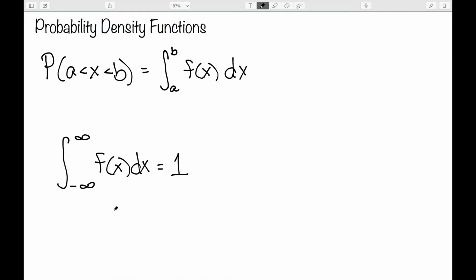We also have that the integral from minus infinity to infinity of my probability density function, f of x dx, is equal to 1. The entire area under the curve has to be equal to 1, since the area of the entire sample space has to be equal to 1.